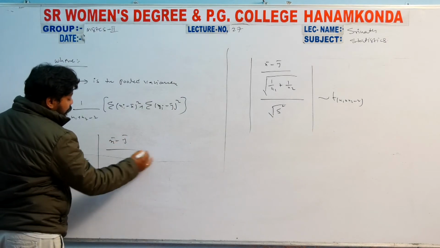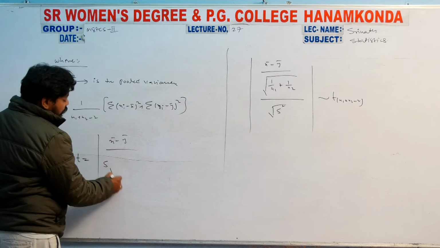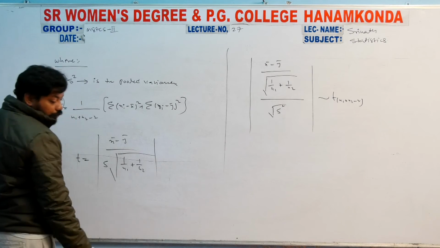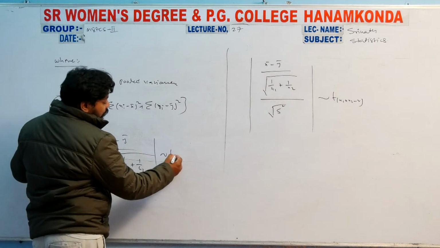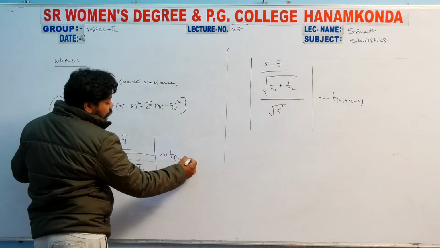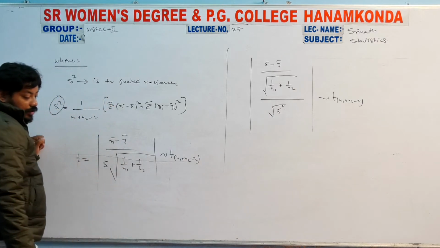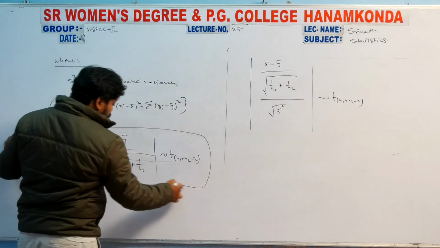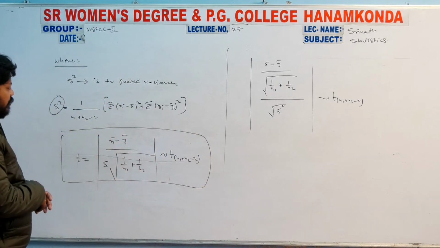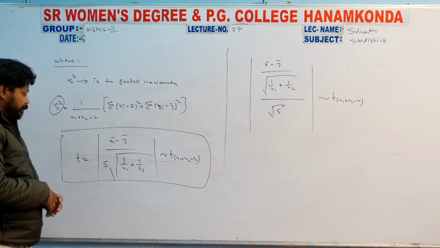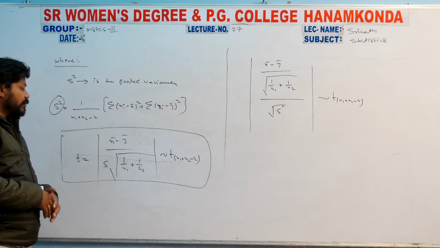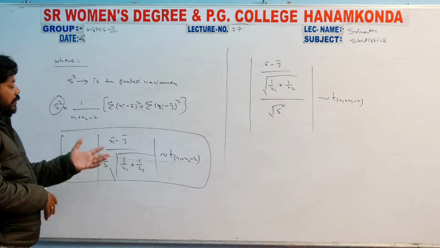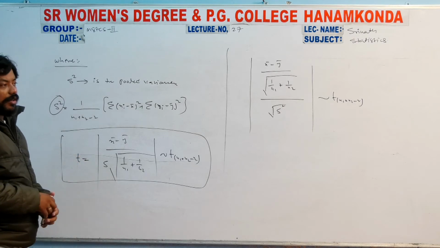x bar minus y bar by s into under root of 1 by n1 and 1 by n2 follows n1 plus n2 minus 2 degrees of freedom. The final formula for the difference of two means is t is equal to x bar minus y bar by s into under root of 1 by n1 plus 1 by n2, following the t distribution with n1 plus n2 minus 2 degrees of freedom.